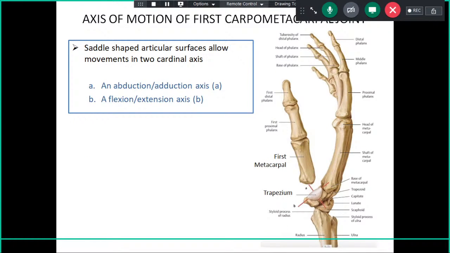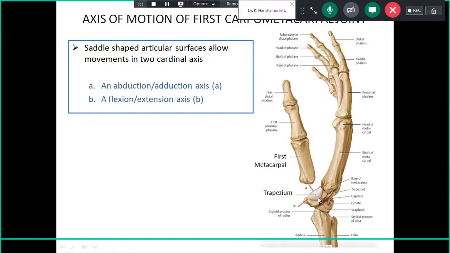Basically this saddle joint allows movements in 2 cardinal axes. Just see the image here. Why are there 2 axes which are being formed? There is an axis for the abduction and adduction, and there is another axis. See, this is the first metacarpal just lifted away in the specimen just to show you what a saddle is. So this is the trapezium and the first metacarpal, just to show you the articular surfaces.